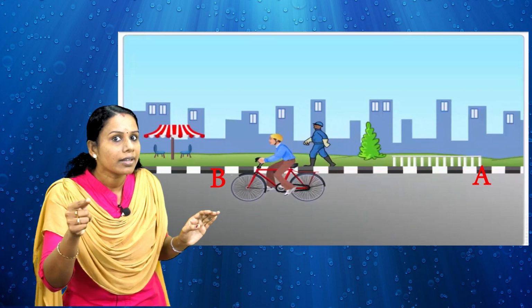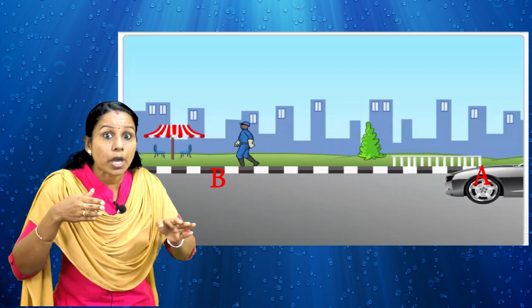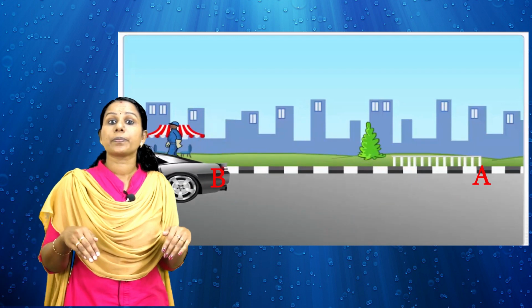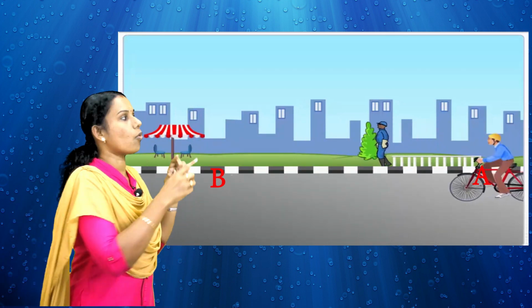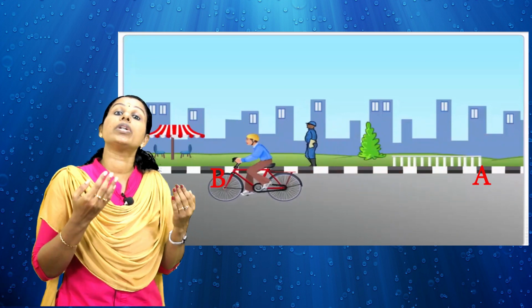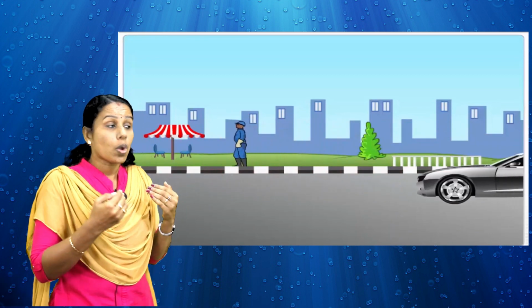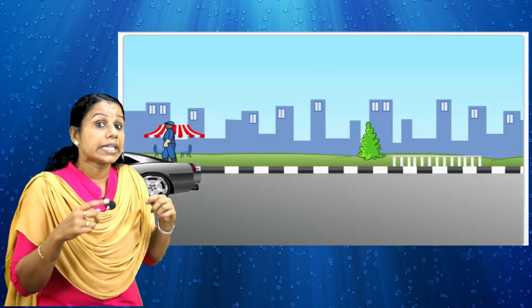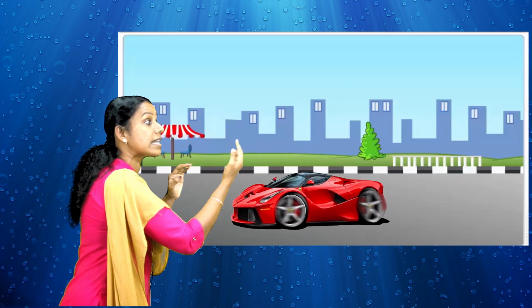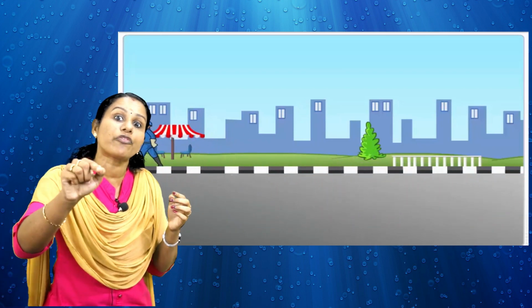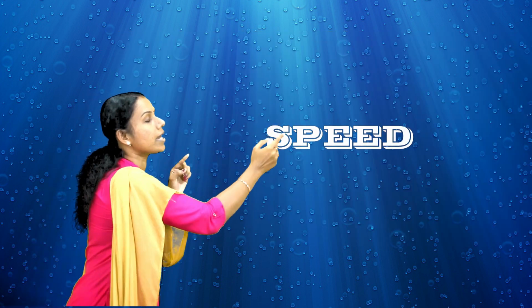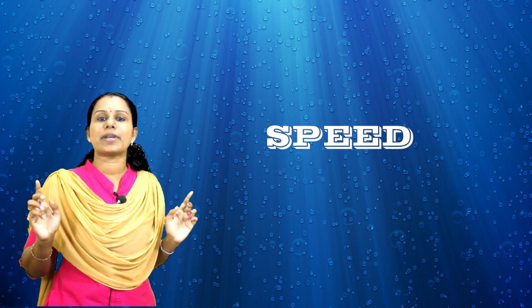So the car takes less time and moves fast, and the walking man takes more time, right? So we can say that the car moves fast there, so the speed of the car is greater. So the word we used there is speed. That is our next parameter.